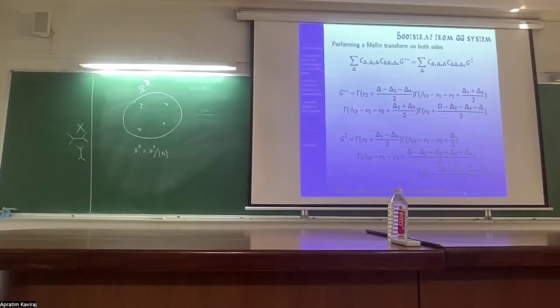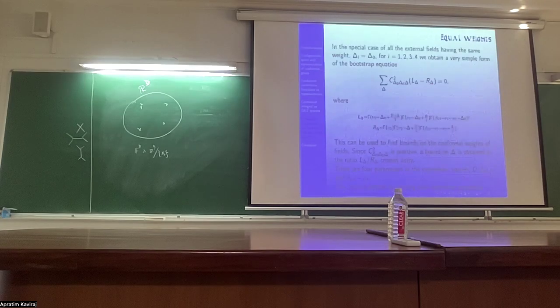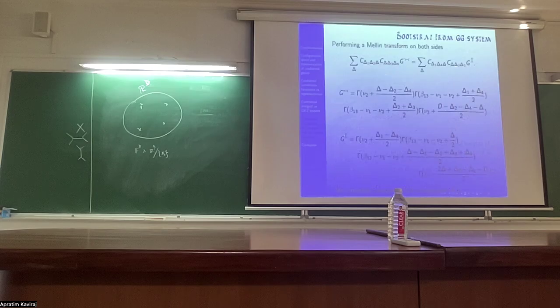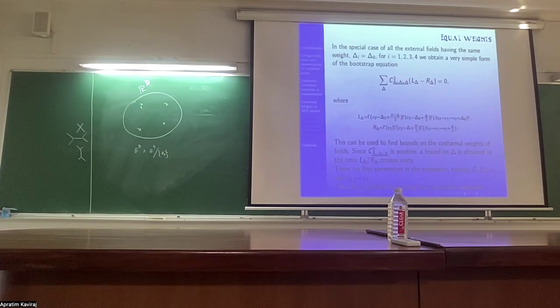Now I put all the external deltas 1, 2, 3, and 4 equal to delta 0. And then this simplifies. I basically put that in this formula, and it gives me a relation of this form, where this is L and this is R. So this is basically reducing that.